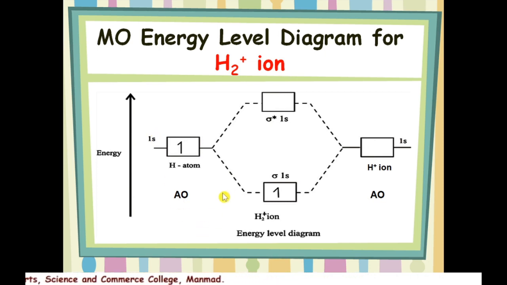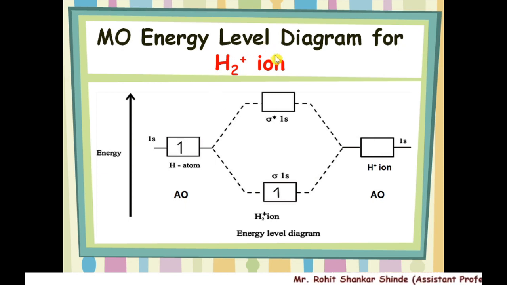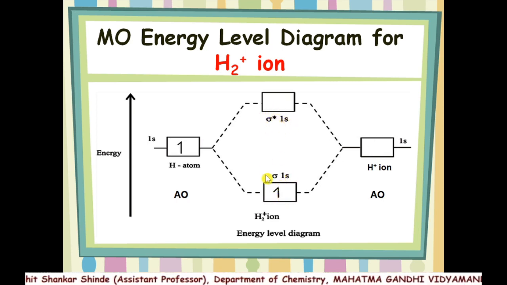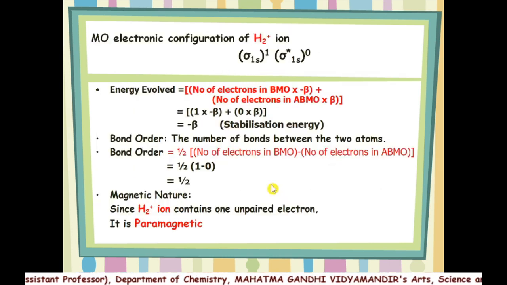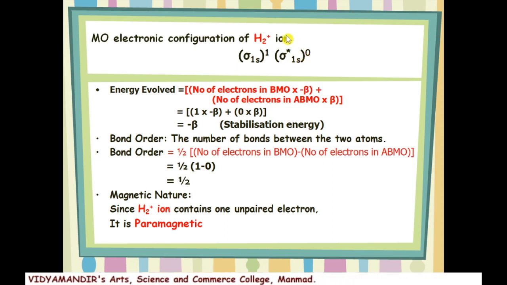In a similar way, we can write the electronic configuration for the molecular orbitals of this H2 plus ion. So the molecular orbital electronic configuration can be written as sigma 1s1 and sigma star 1s0. Since there is one electron, we write it this way: sigma 1s1 and sigma star 1s0. So this is the molecular orbital electronic configuration of the H2 plus ion.